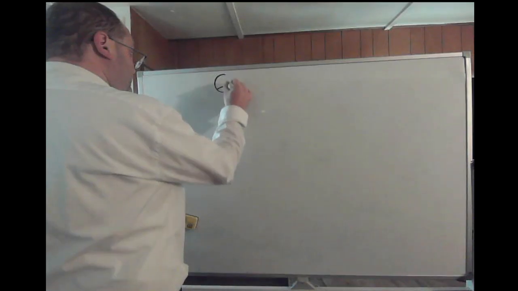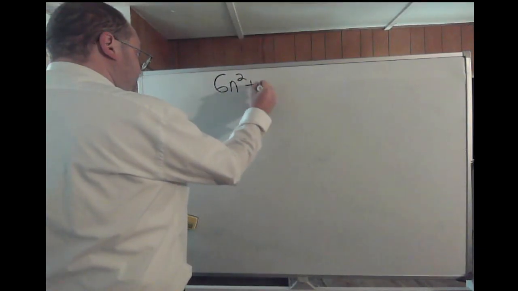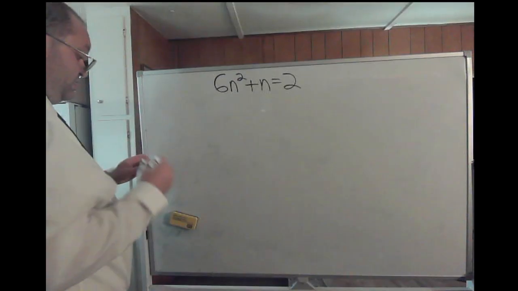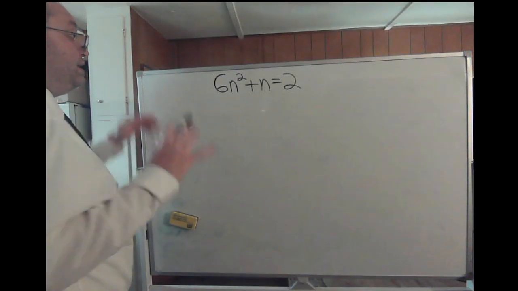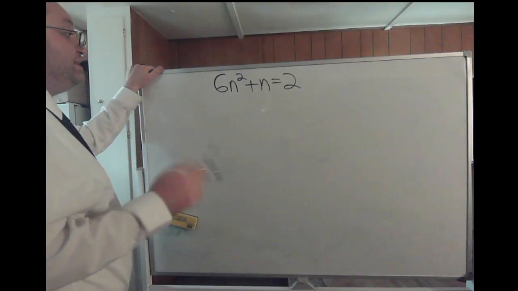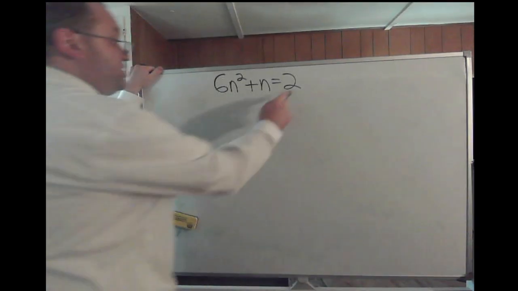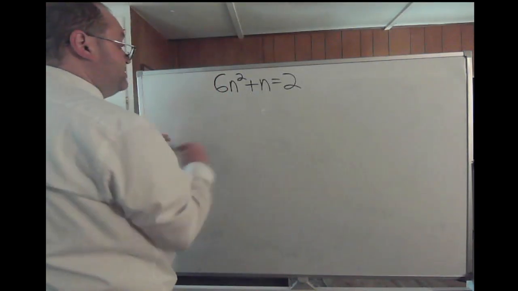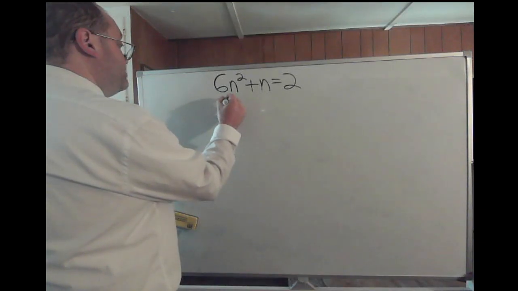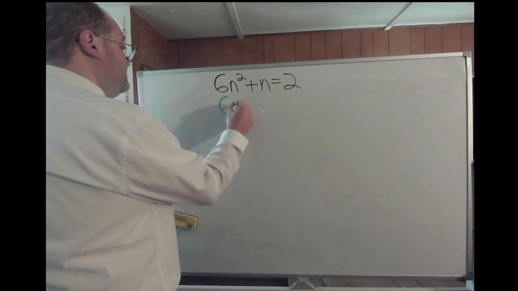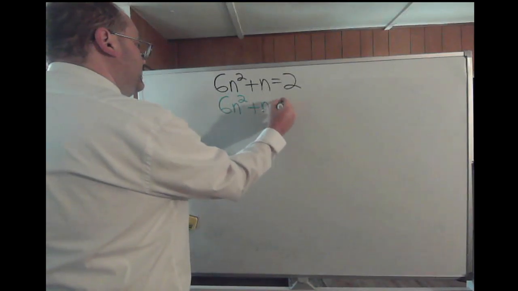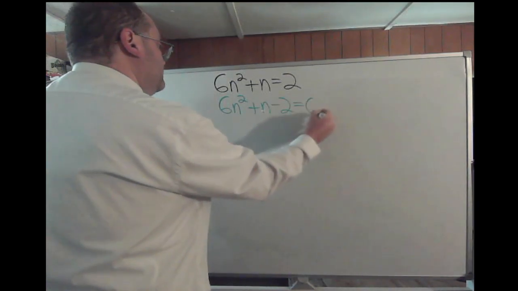Alright, 6n squared plus n equals 2. Well, we need to get the 2 out of the right-hand side. We need to make the right side equal to 0. So you're going to have to subtract 2 from both sides. If you do that, you get 6n squared plus n minus 2 equal to 0.